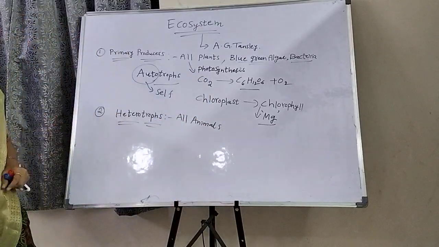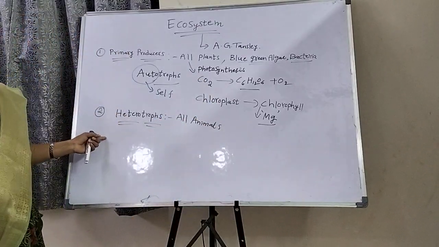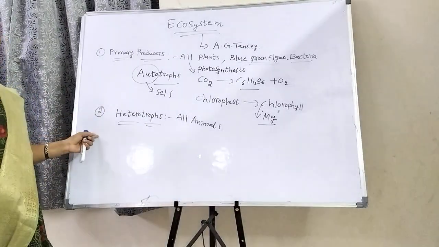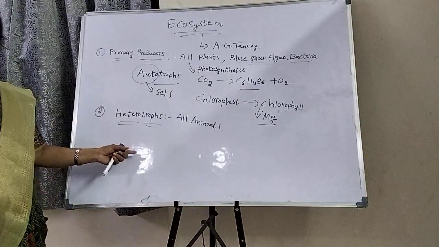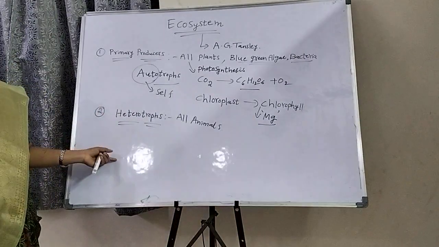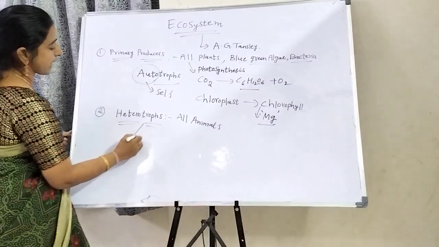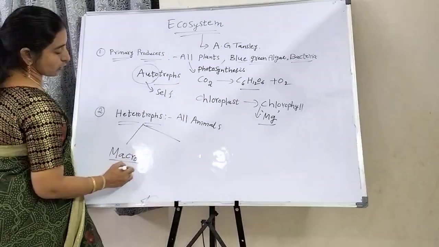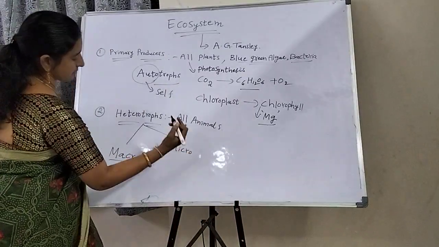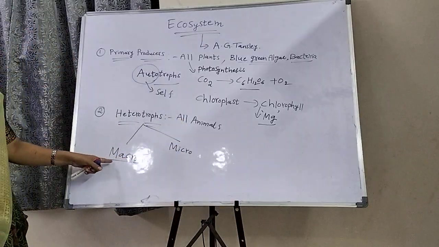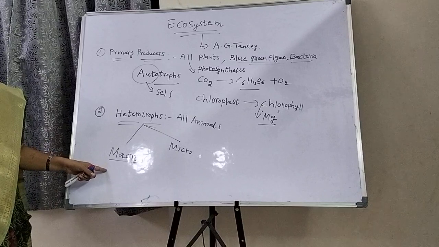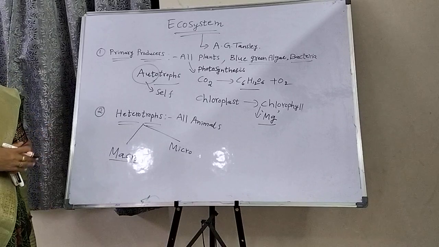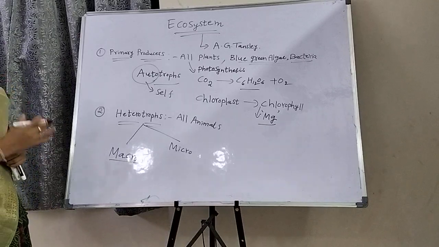Next, these heterotrophs, based on food consumption, are divided into macro consumers and micro consumers. Macro consumers are of different types. First, herbivores. Herbivores are those that consume plant products only.